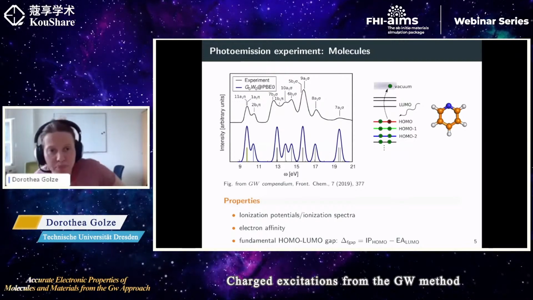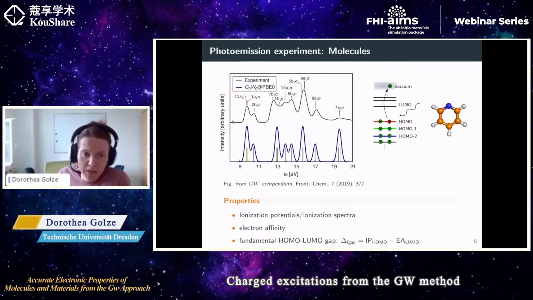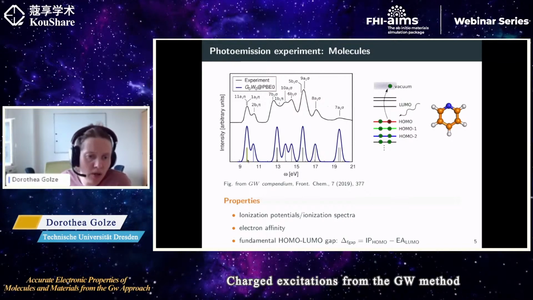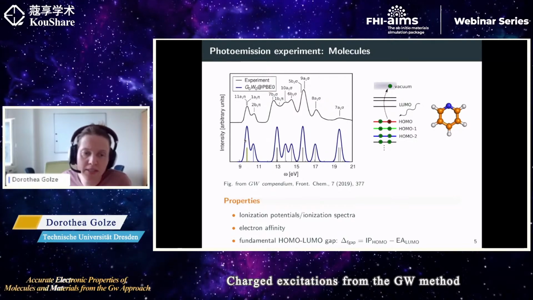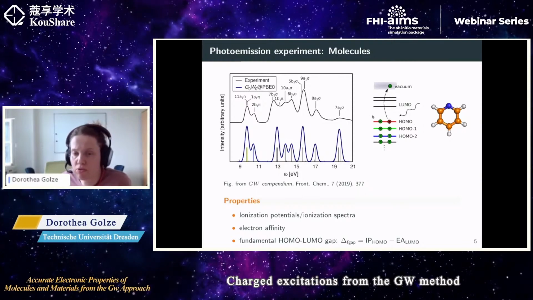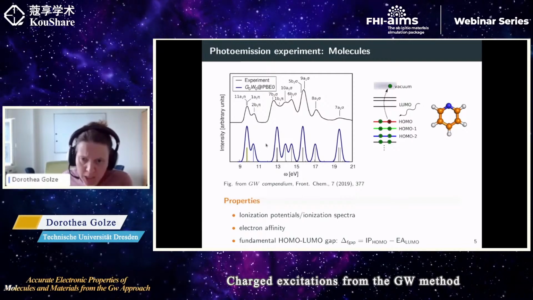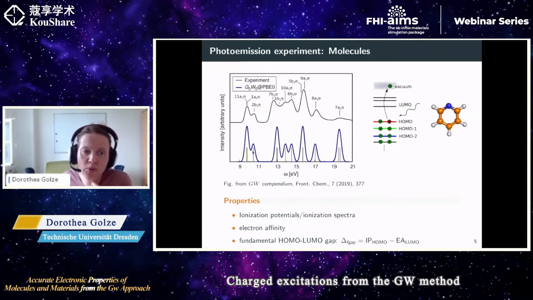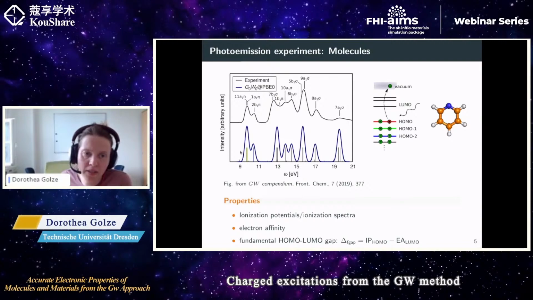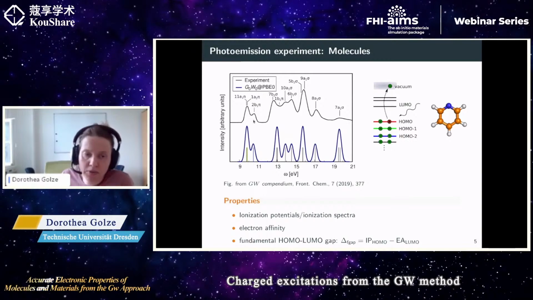How does such a photoemission experiment look in the case of molecules? We have here pyridine. In black, we have the experiment. You see here at around 9.5 the first peak, from the electron binding energies of the HOMO and HOMO-1, indicated here with the blue and red lines. The next peak belongs to the HOMO-2. I calculated the discrete quasiparticle energies and broadened them to get a better resemblance to experiment. So that's what you can compute.